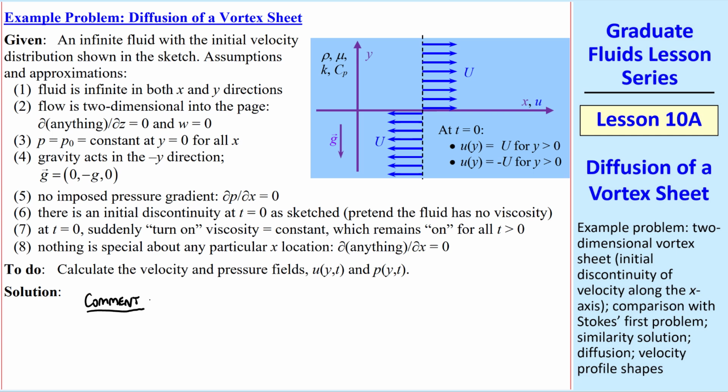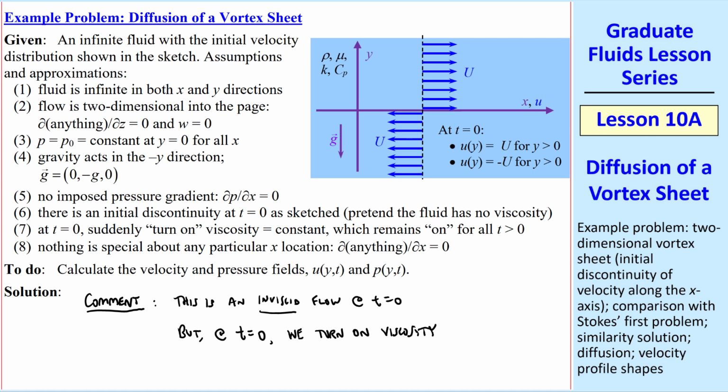First, a comment. This is an inviscid flow at time t equals 0. If we never turned on viscosity, this flow would just stay like this forever. But at t equals 0, imagine turning on viscosity. So for time greater than 0, this is an unsteady laminar flow. If you think about it, it's very similar to Stokes' first problem, except instead of a wall here at the x-axis, we have fluid moving in the opposite direction.